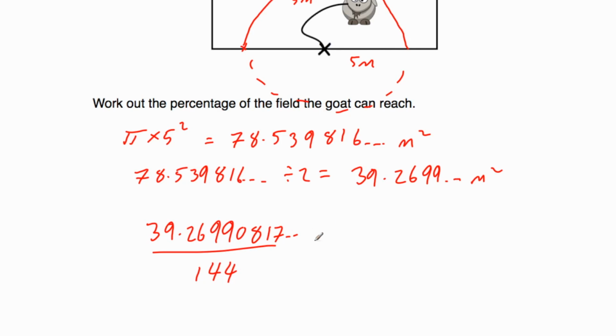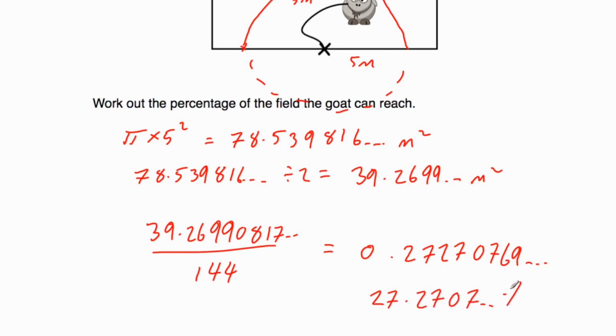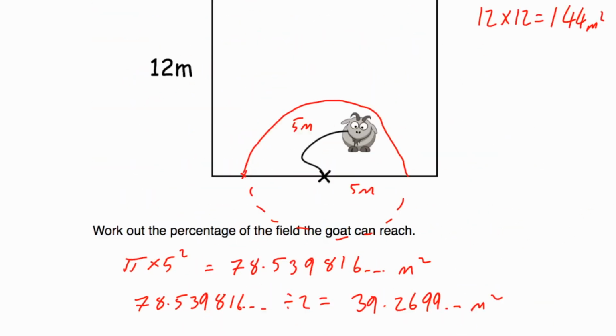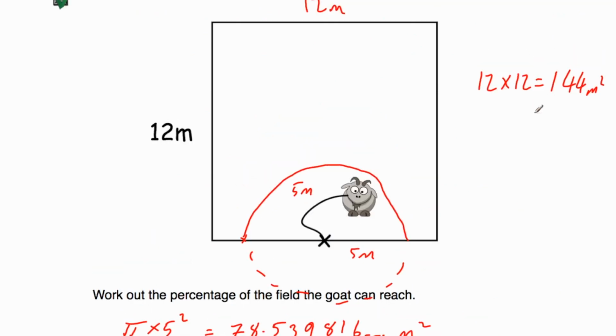So we just need to change this to a percentage, so we can change it to a decimal first of all by dividing the numerator by the denominator. I've still got that in my calculator display, so I can just press answer divided by 144 is equal to 0.27270769 and so on. So that's that as a decimal, and to change it to a percentage we just times by 100. So timesing by 100 would be 27.2707 and so on percent. And let's just round this answer to one decimal place. That'll be 27 point, and we've got 2 sevens, that'll be 0.3%. So the goat can reach 27.3% of this field, and that's it.